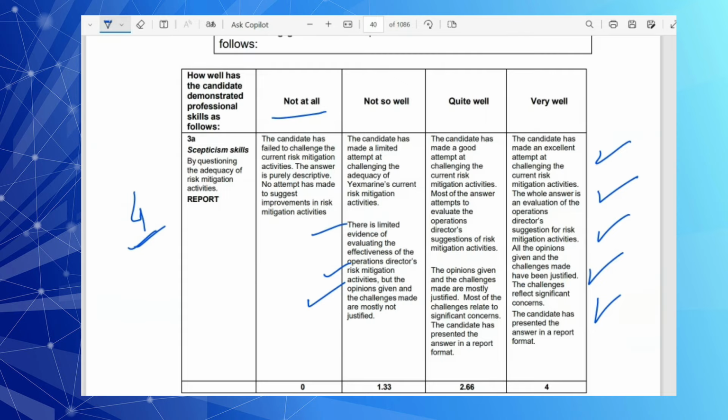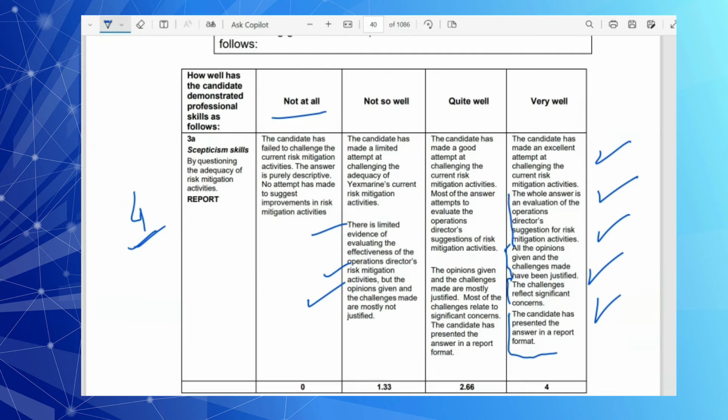The candidate has presented the answer in report format, so that is 1 full mark. Then the challenges reflected significant concerns. You have significant, meaning important, concerns reflected, because as I mentioned earlier, you have to bring the problem from the question paper and then answer it, and whatever book knowledge there is, answer it according to the definition. All the opinions and the challenges made have been justified. So all these points should be justified. So the whole answer is an evaluation of the operations director's suggestion for risk mitigation.